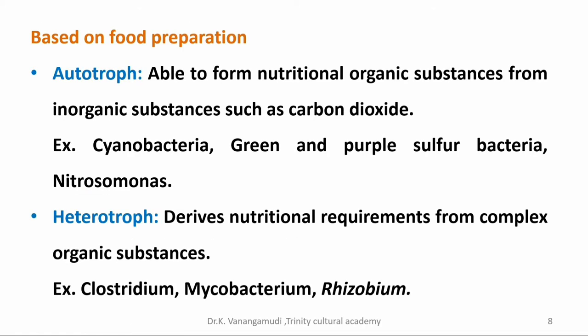The next major group is based on food preparation. The first subgroup is autotrophs, which get nutrition from inorganic substances, namely carbon dioxide. The best examples are cyanobacteria, green and purple sulfur bacteria and Nitrosomonas. The second subgroup is heterotrophs, which derive food from organic substances, and they are Clostridium, Mycobacterium and Rhizobium.